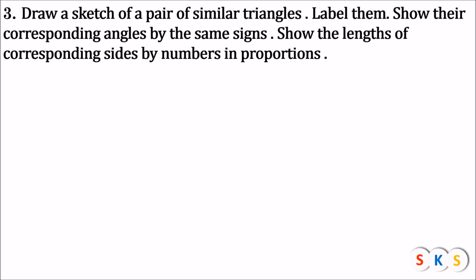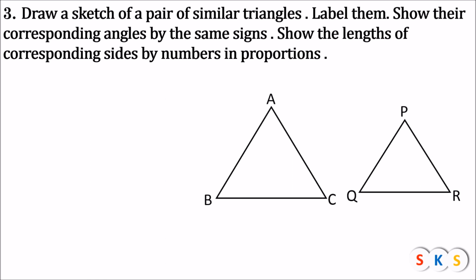What is the next step over here? What is asked next? Show their corresponding angles by the same signs. Look at this figure. Angle A and angle P have the same kind of sign, so angle A is congruent to angle P. Similarly, angle B and angle Q also have the same sign, so angle B is congruent to angle Q. And angle C and angle R, you can see in the figure, have the same kind of mark. So the first part is over. It was asked to show their corresponding angles by the same sign, and we have done it.